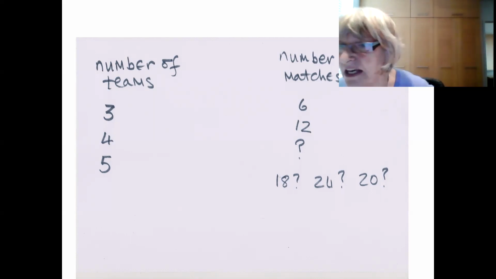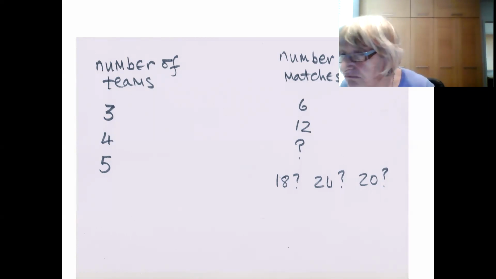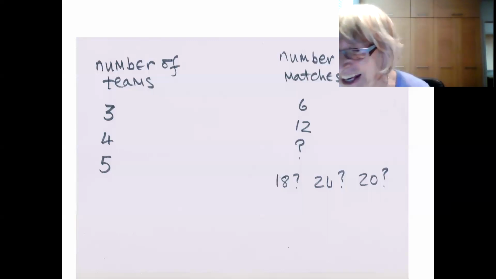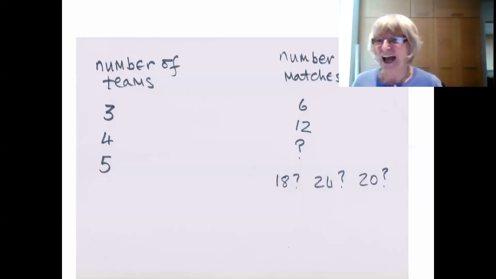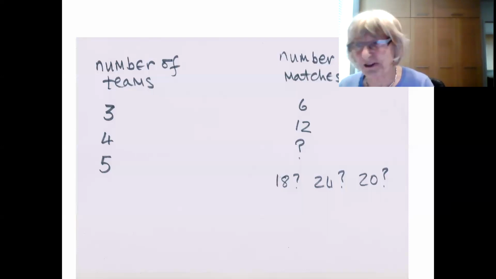Okay, so then you can say to the children, I'm going to choose a few numbers, and you might quickly write on the board large numbers and say to them, how many matches? So if there were 100 teams, how many matches? 9,900. Yes, I think I agree with you.